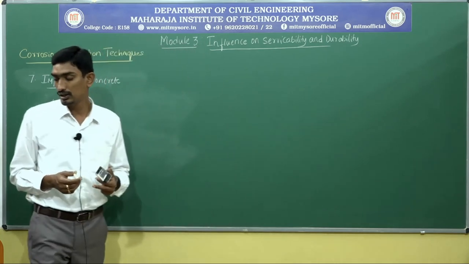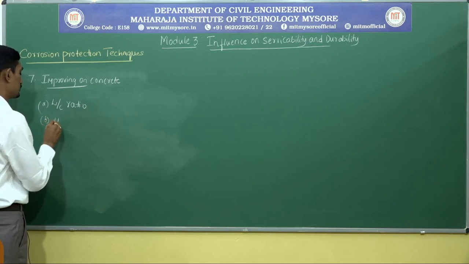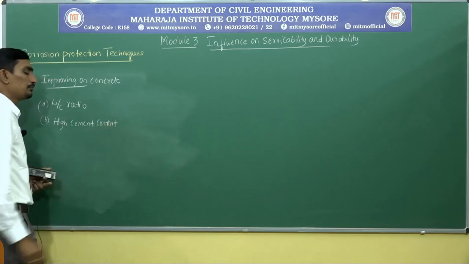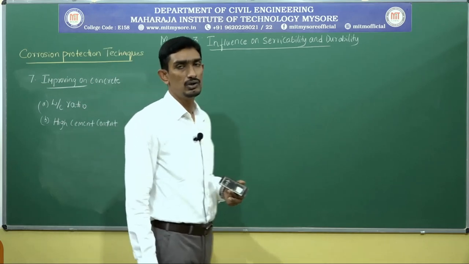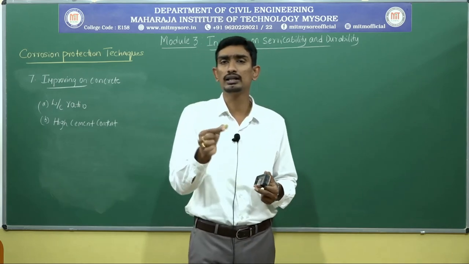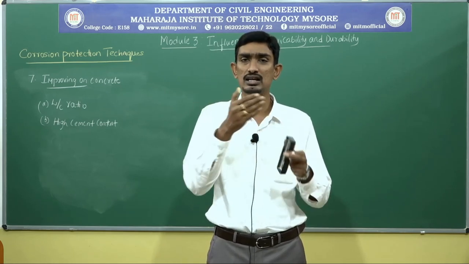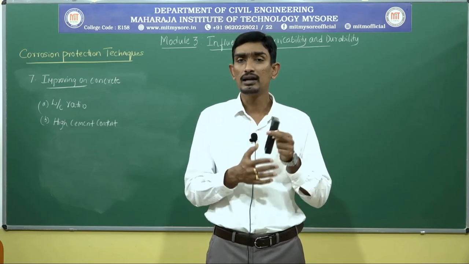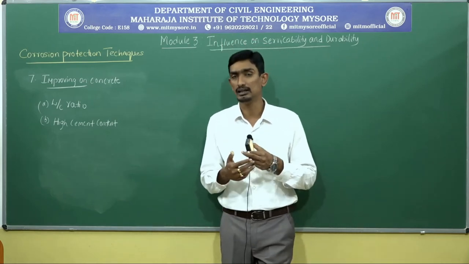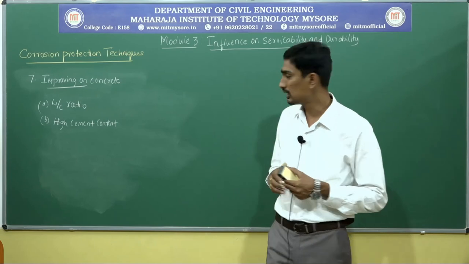Is it clear? Next, I can go ahead with high cement content. By using high cement content, you can prevent the corrosion. You already know that. If cement slurry coating has been provided on the surface of a rebar, I can prevent the corrosion. Here also it is the same thing. If I increase the cement content inside the concrete element, I can protect against corrosion.